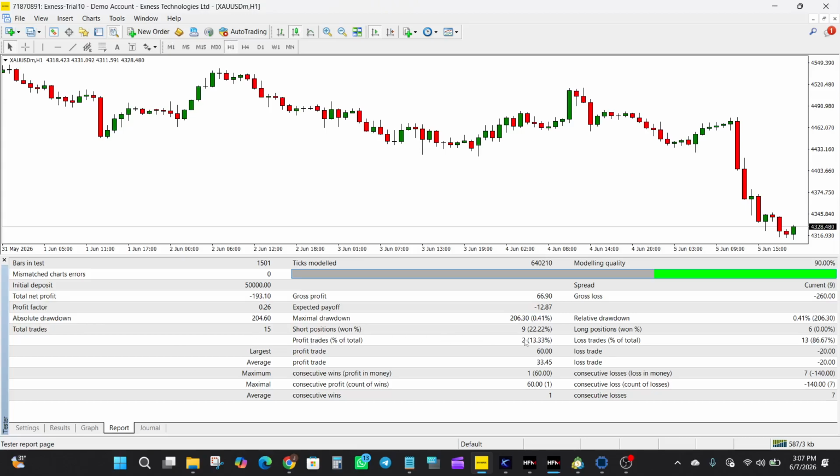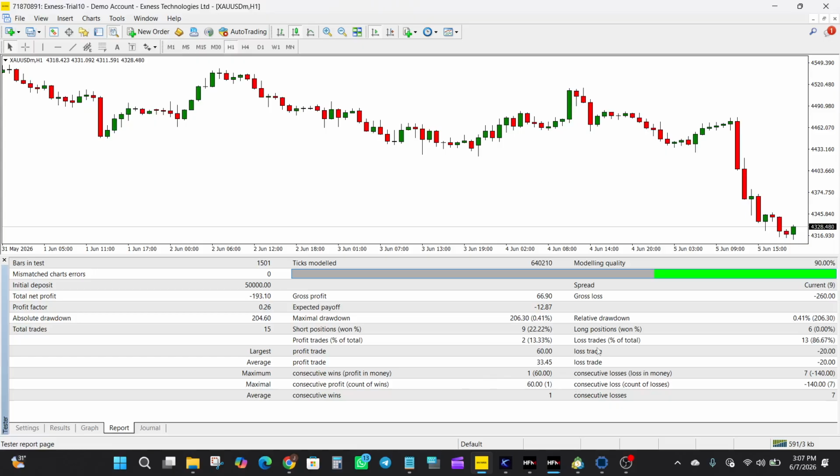The short positions were 9 with a 22.22% win rate. The long positions were 6 with a 0% win rate, meaning that all 6 of them were losing trades. Now, the largest profit was $60 and the largest loss was $20. The average profit was $33.45 and the average loss was $20. So this tells me that the risk to reward ratio is actually okay, based on the average profit and average loss.